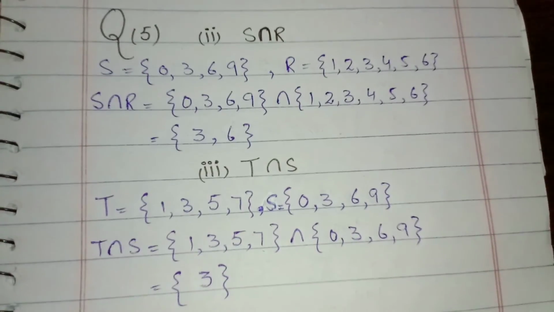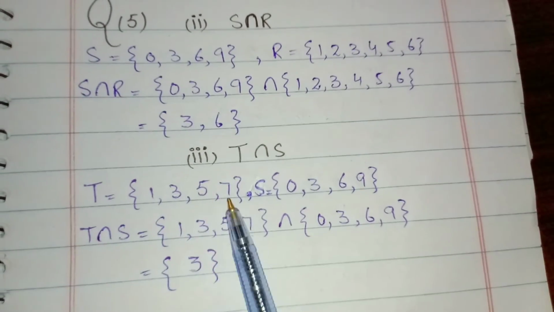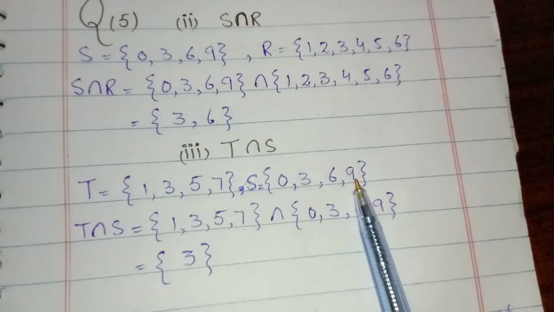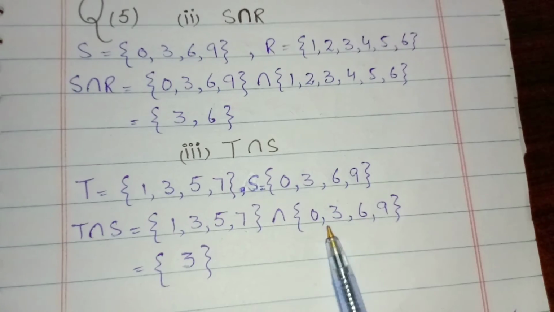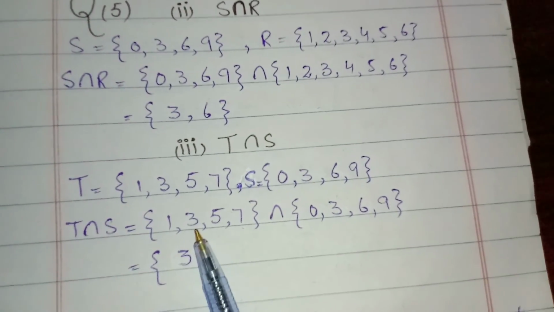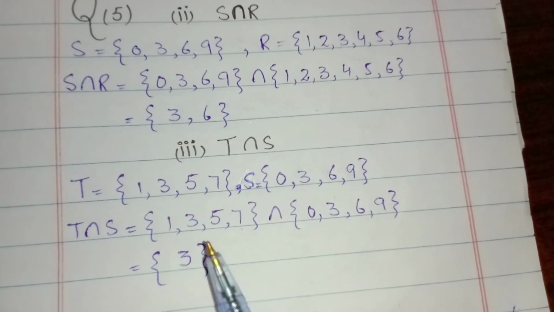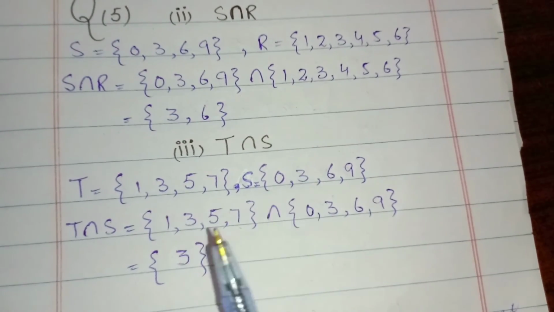Now we have to find T intersection S. T is equal to {1, 3, 5, 7} and S is equal to {0, 3, 6, 9}. Its intersection is the common elements of the set T and set S. So 1 is not common, 3 is common, 5 is not common and 7 is not common. So {3} is the intersection of these two sets.